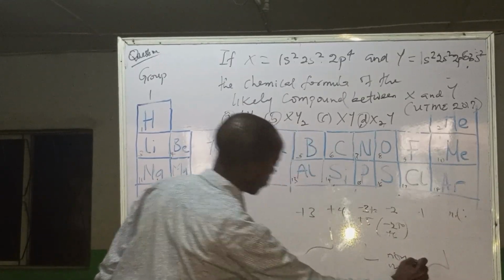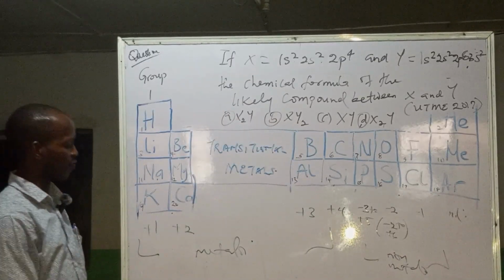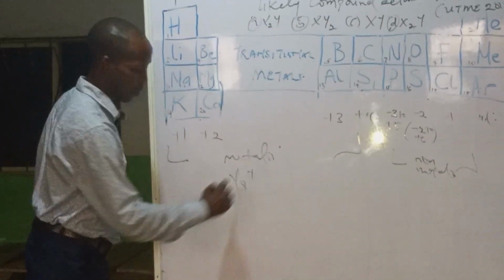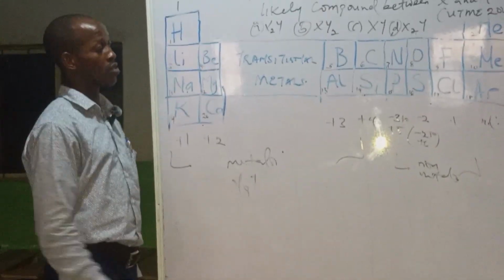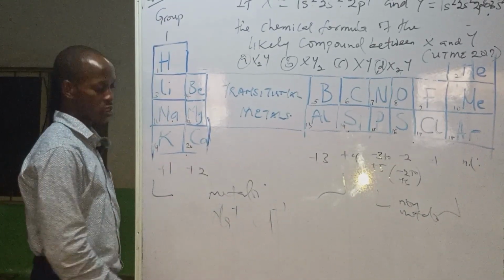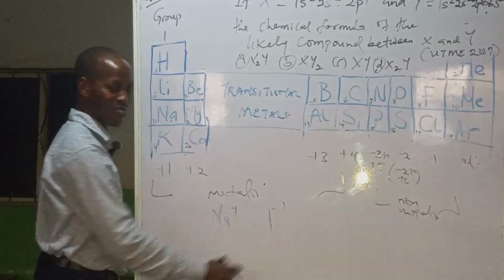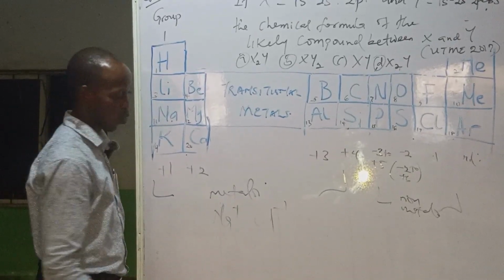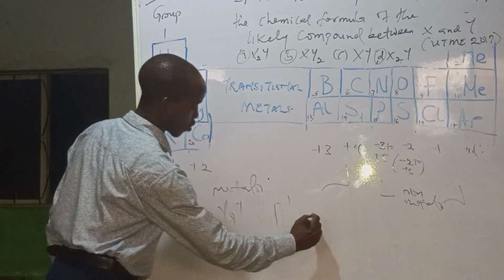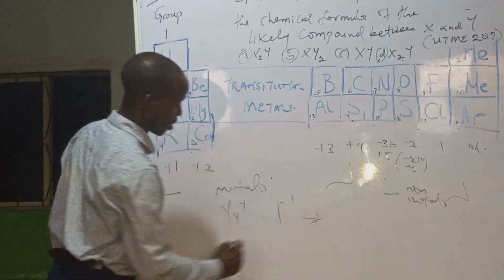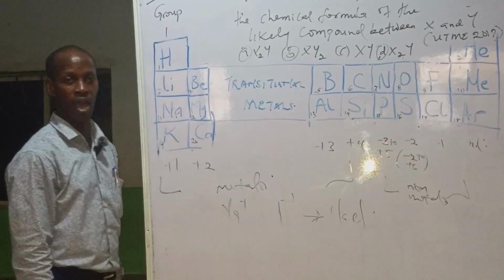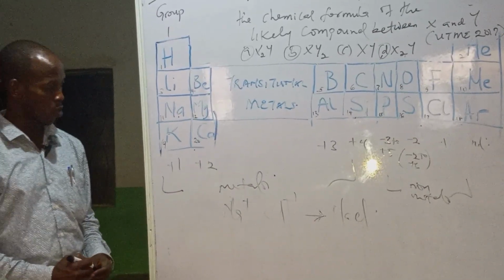So let's play with them. If you pick an element from group 1, let's say sodium, which is +1, and then you pick another element from group 7, let's say chlorine, -1. You can say +1 -1 gives you, in mathematics, 0, because all compounds must be 0 in charge. So you have NaCl, sodium chloride.